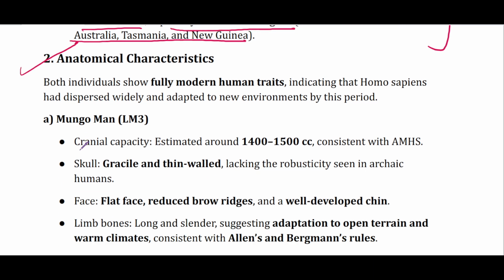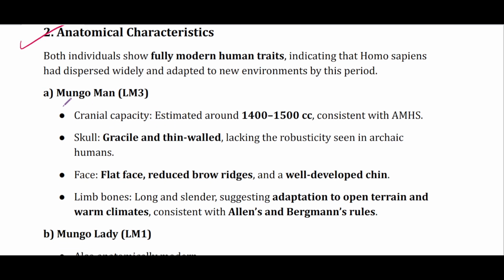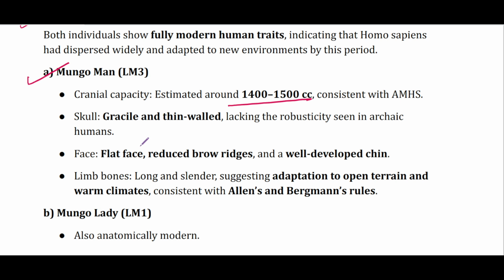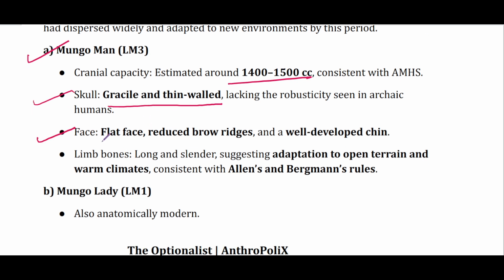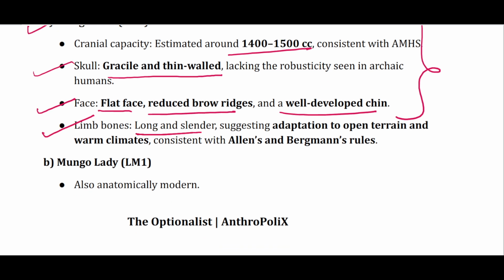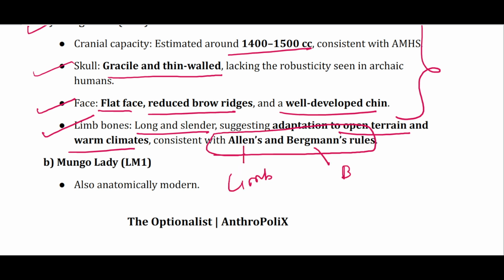Let's talk about anatomical characteristics. First, Mungo Man: cranial capacity 1400 to 1500 cc, skull gracile and thin-walled, flat face, reduced brow ridges, well-developed chin. All of these features are consistent with AMHS morphology. And then finally, limb bones long and slender, which again is an adaptation to an open and warm climate, consistent with Allen's and Bergmann's rules. Bergmann's rule concerns body volume, Allen's rule concerns limbs.